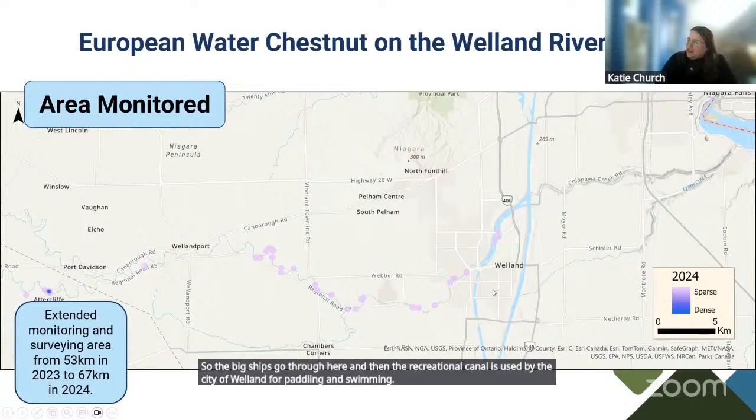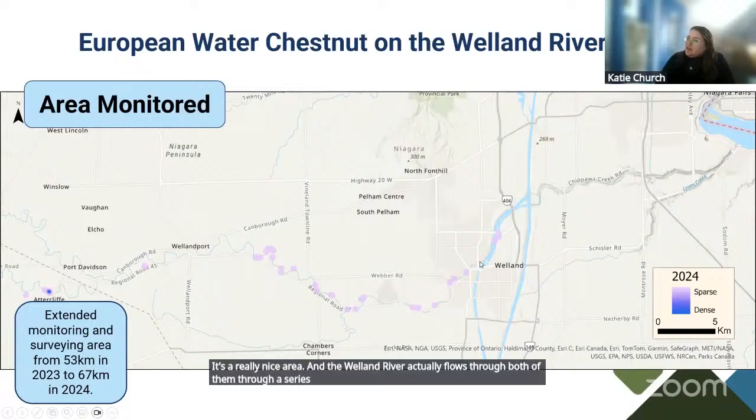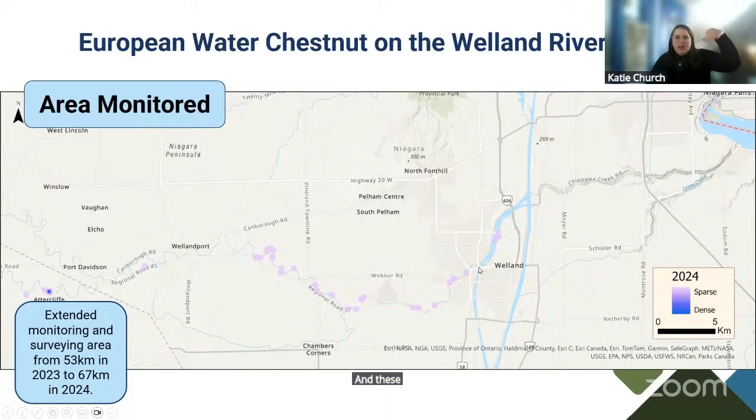It's a really nice area. And the Welland River actually flows through both of them through a series of aqueducts. So you have an aqueduct right here and an aqueduct right here. And these aqueducts basically bring the water down and over.